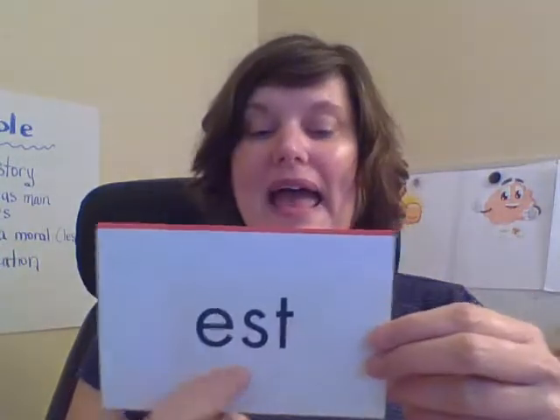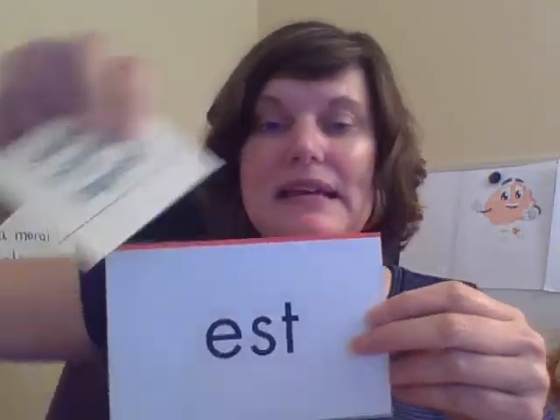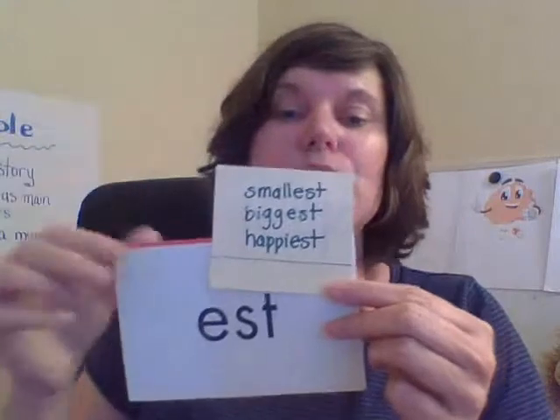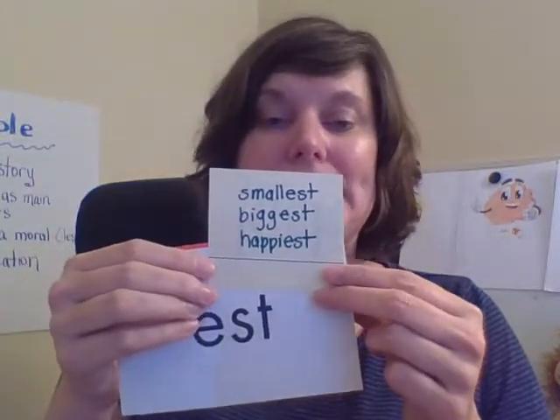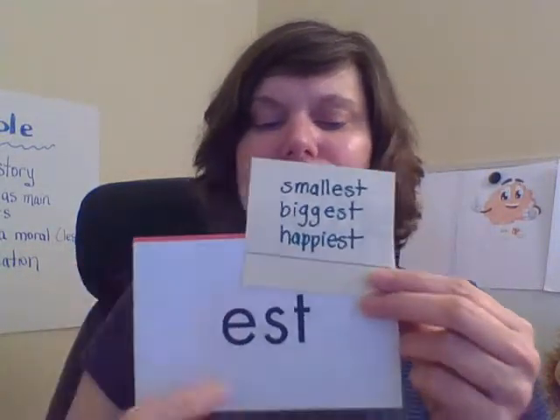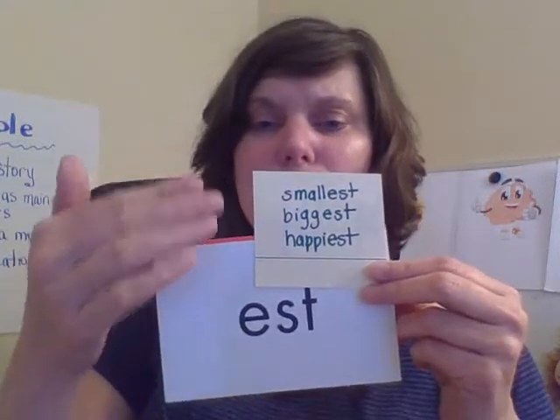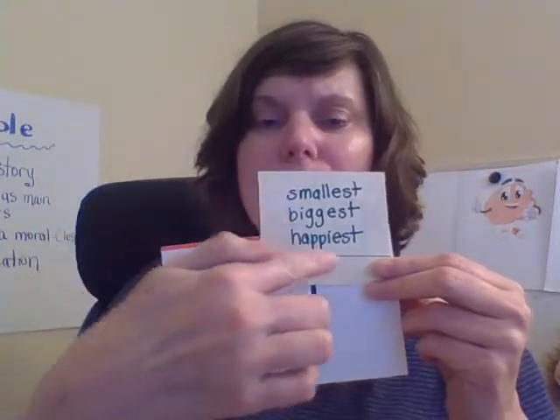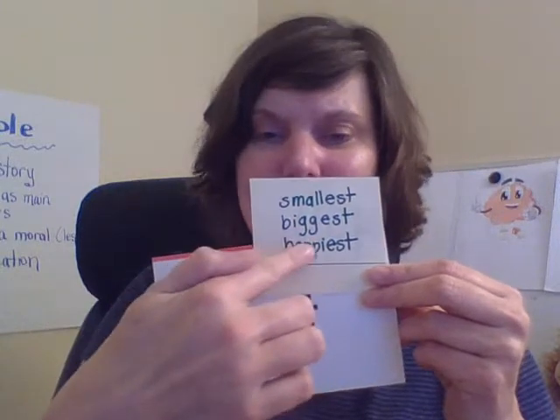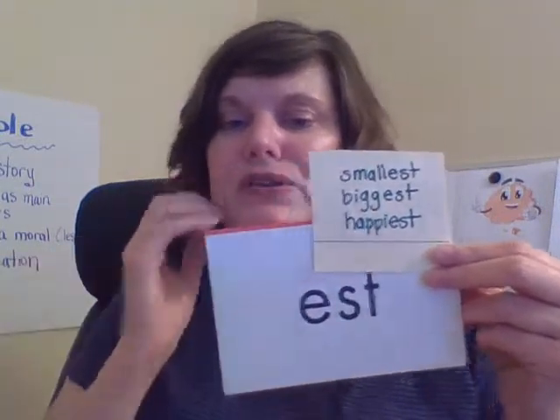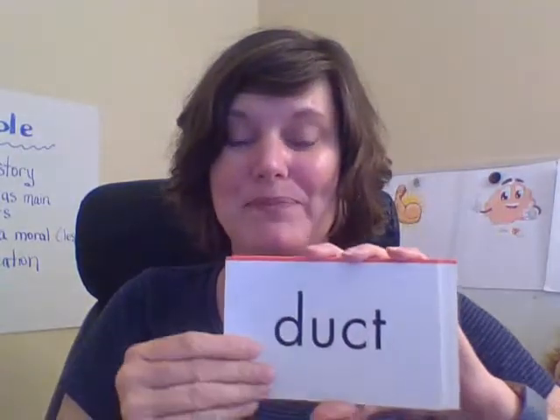And then we have est, like at the end of smallest, biggest, happiest. And when you see est, it usually means most. So I'm the most happy, I'm the most big, I'm the most small. So smallest, est. This is going to be a sight syllable you will see a lot. Let's review our other sight syllables so we become automatic.